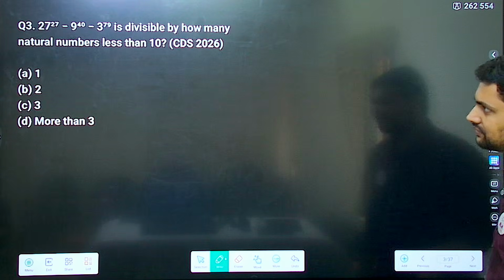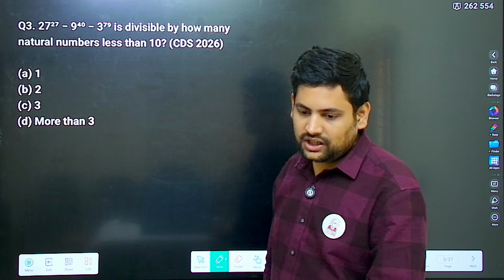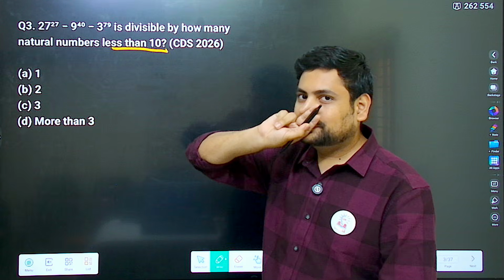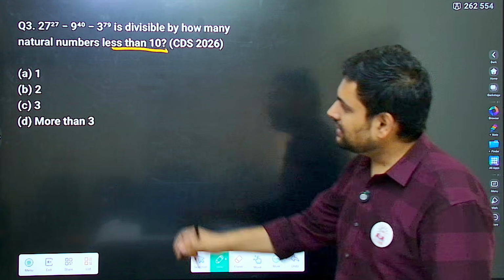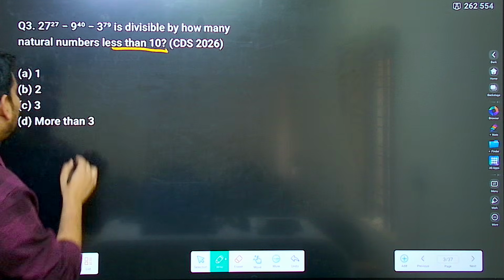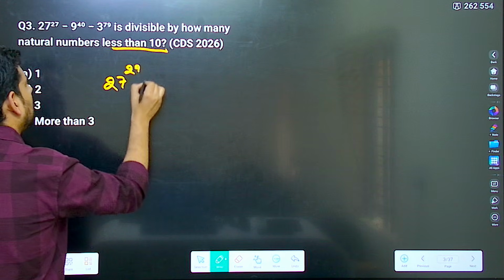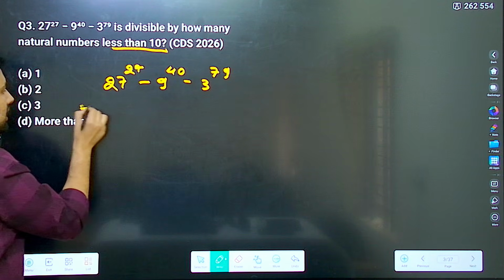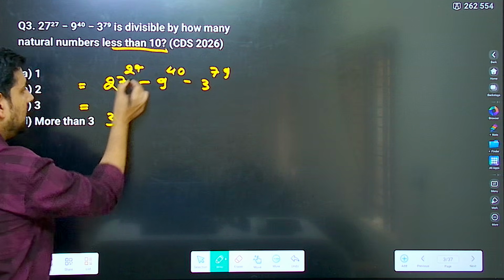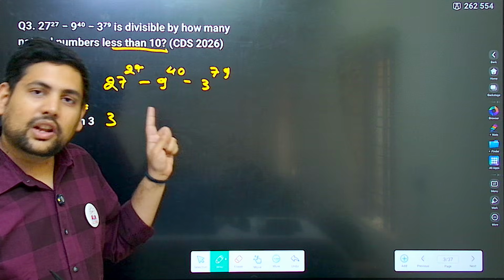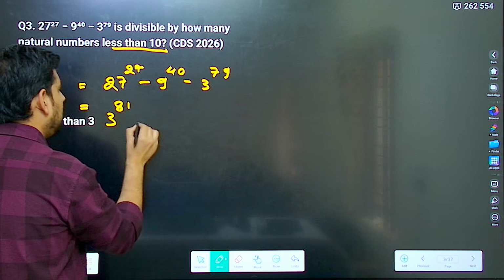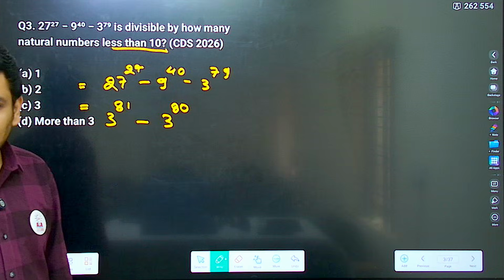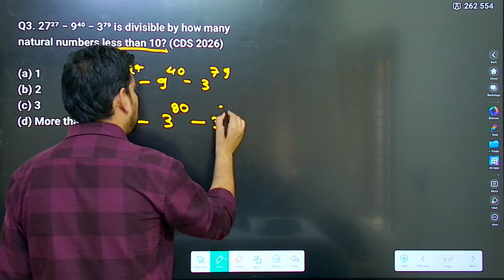That's it. Next. Now, this is divisible by how many natural numbers less than 10? How do you check this? See, first let's make this more palatable. So 27 power 27 minus 9 power 40 minus 3 power 79. Let's write all of them in terms of 3 power. This is 3 cube, correct? 3 into 27 is 81, so this becomes 3 power 81 minus. This is 3 square. 3 square into 40, that is 80. Then minus 3 power 79.